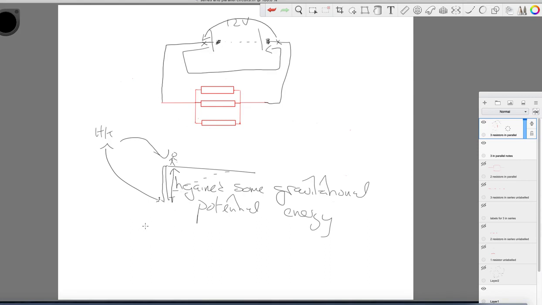That's how it works. The same thing happens here. When you go from here to here, you will lose the same amount of energy. It doesn't matter whether the current goes through this one, or this one, or this one. Going from here to here, 12 volts will be dropped.